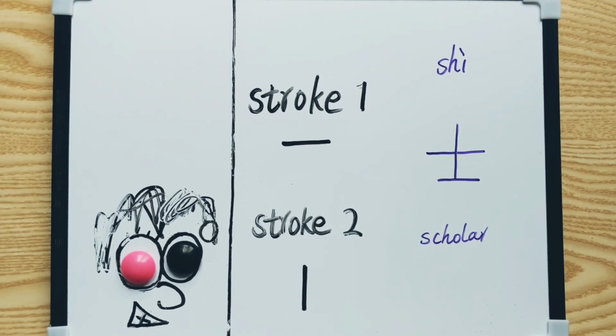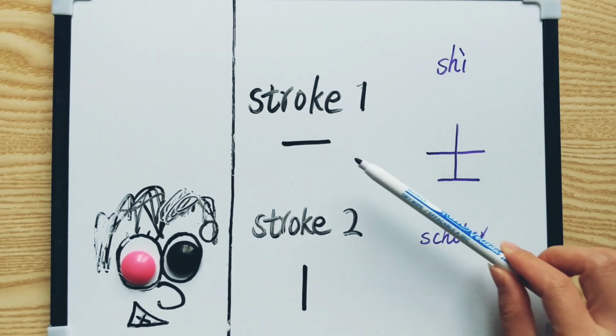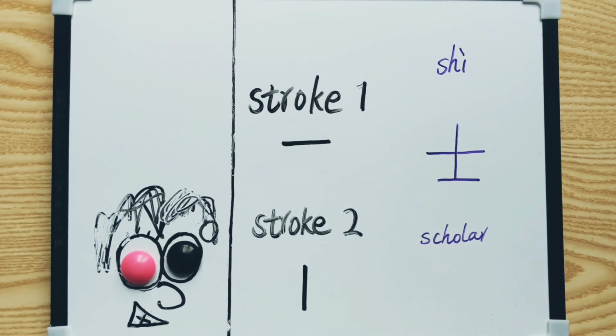Alright, so this is all the 7 characters we have learned based on 2 simple strokes, the horizontal line and the vertical line. Please do practice writing them down by hand in your own time. Watching me write it down is one thing. When you actually write it down yourself, it's a completely different thing.